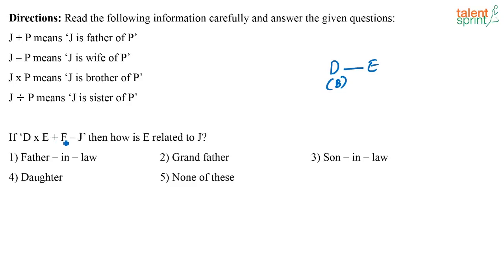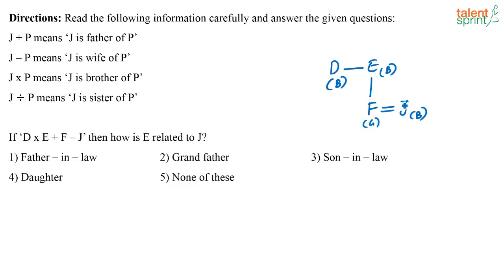Next, E plus F. What does E plus F mean? E is the father of F. So, E is the father of F. So, father means again E is a male person. Now, next, F minus J means F is the wife of J. So, F is the wife, so this is a female and this is a male.